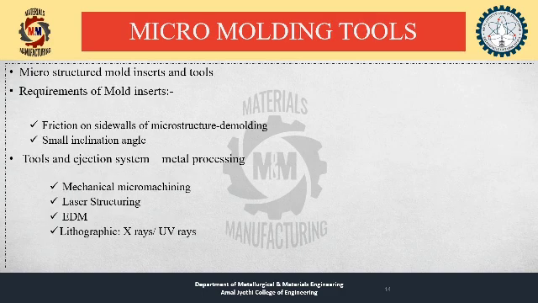Now we will have a detailed look at the micromolding tools. These microstructures involve a mold insert and tools. We have certain requirements for these mold inserts, which include friction on side walls and a small inclination angle. Then we have tools and an injection system for metal processing. It includes mechanical micromachining, laser structuring, EDM, and lithography, which includes X-rays and UV rays.